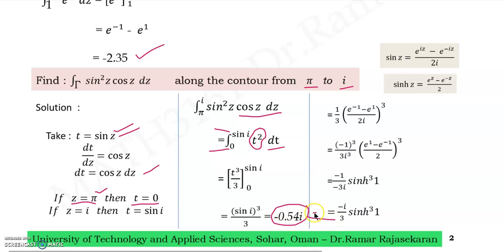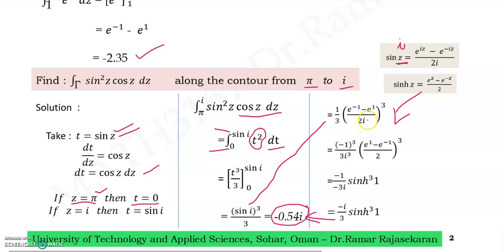But before that, how to find the value of sine i cubed? What is the value of sine i? We know that sine z equals e to the power iz minus e to the power minus iz, divided by 2i. Here you substitute z equal to i. Before applying this rule, you take one negative as a common factor. That's why you can write e to the power 1 minus e to the power minus 1, and outside, minus 1 whole cube.